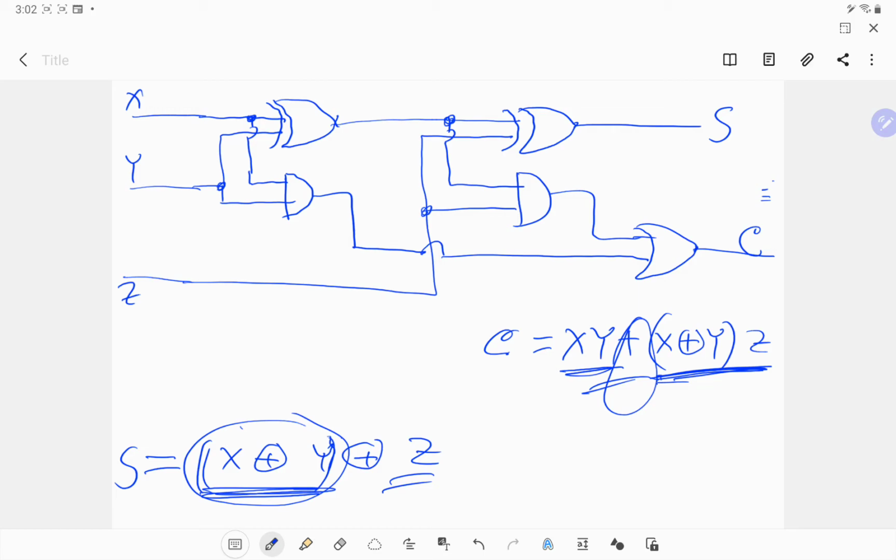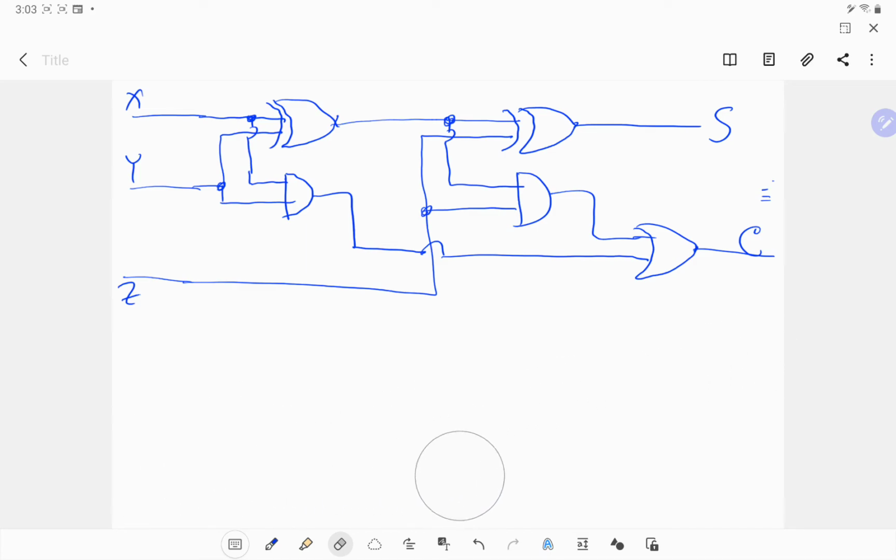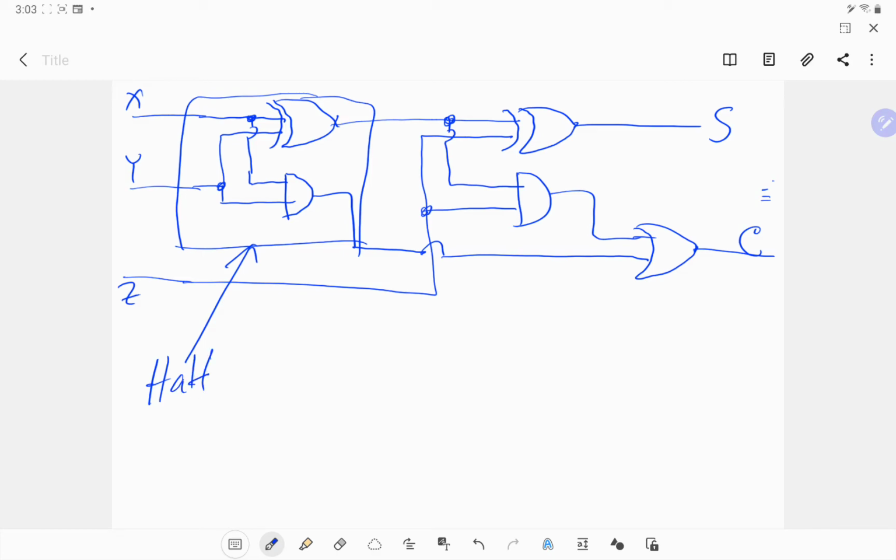So we have been able to draw the full adder circuit. But if we try to analyze this circuit, we'll find that there are two half adder circuits in it. If you remember the half adder circuit, the first one is a half adder, and that is another half adder.